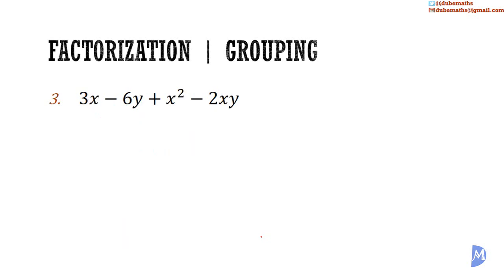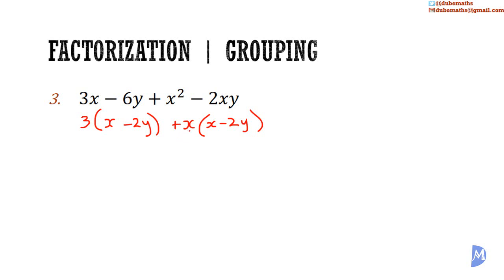A third example: the HCF of 3x and negative 6y. The HCF is 3. What do I multiply 3 by to get 3x? I multiply it by x. What do I multiply 3 by to get negative 6y? I multiply it by negative 2y. I put the same thing in brackets: x added to negative 2y. What do I multiply x by to get x squared? I multiply it by positive x.